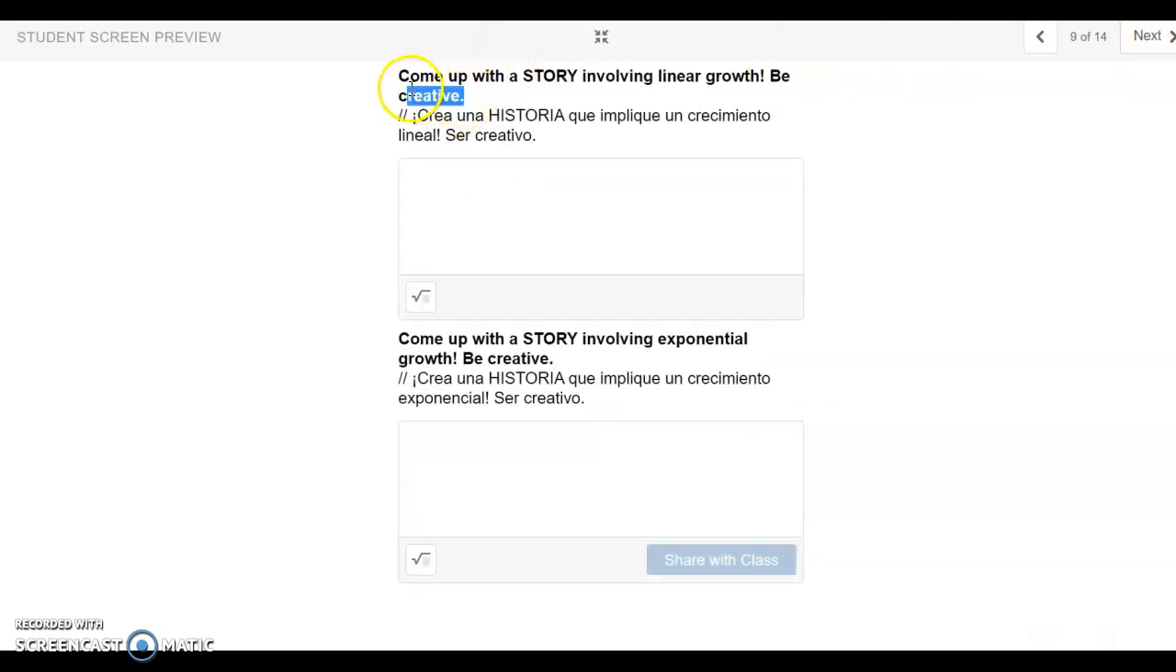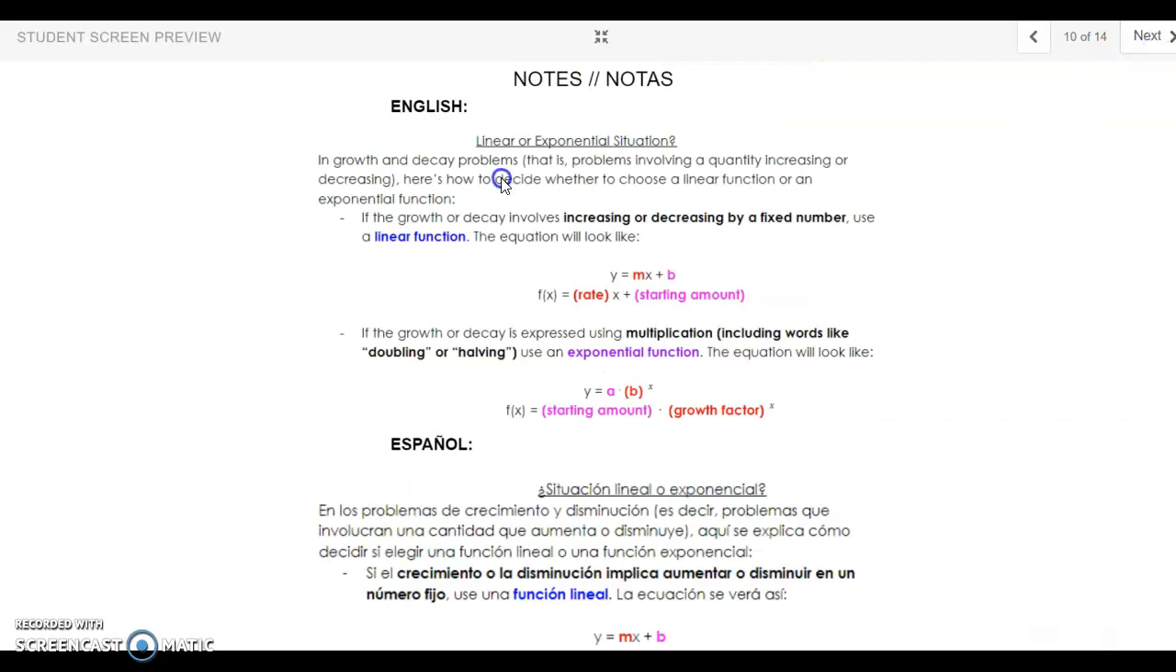So here is a really creative idea. Come up with a story involving linear growth and a story involving exponential growth. Come up with one of these. At the end of today, we have some other stories that you can go back to and look and say, that's linear, that's exponential. So try that out, and then make sure you have these notes down. We're talking about increasing or decreasing. Remember, it's a linear function, so we're increasing and decreasing by a fixed number, our rate. And then finally, if we're multiplying, here's that function. So make sure you read through those.